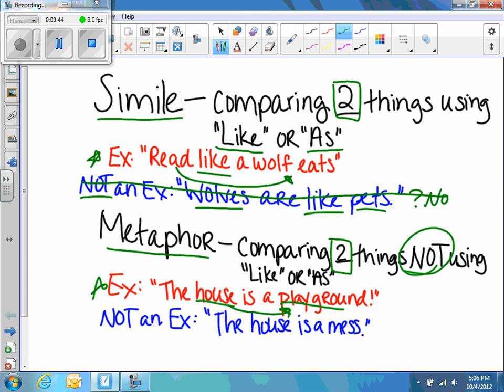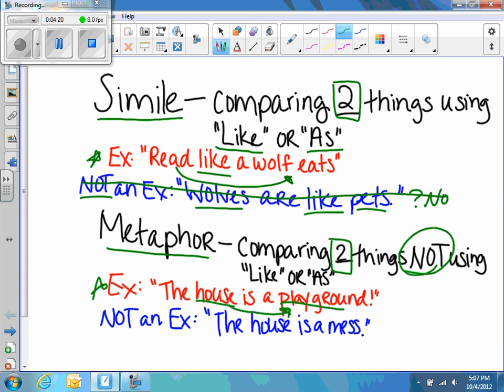So let's look at our non-example. Our non-example is the house is a mess. Okay, well, we don't have like or as, and we're saying the house is something, but we're not comparing a mess. What does that look like? What does a mess look like? Well, there's many different messes. Many different ways to make a mess. There's clothing mess. There's a mess of spilling a drink. There's a mess on our clothes. So we have to think about, well, what kind of mess is that? That doesn't really give us an accurate picture of what the house looks like. I mean, we can think mess, but what kind of mess exactly?